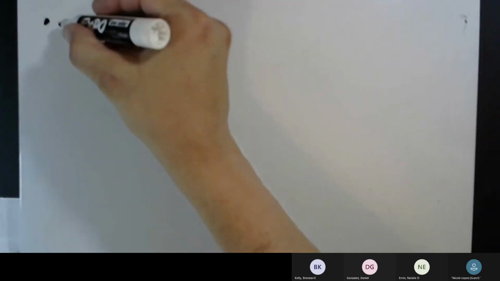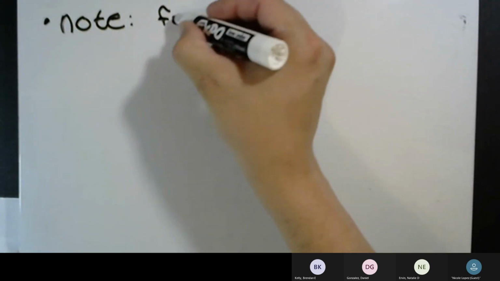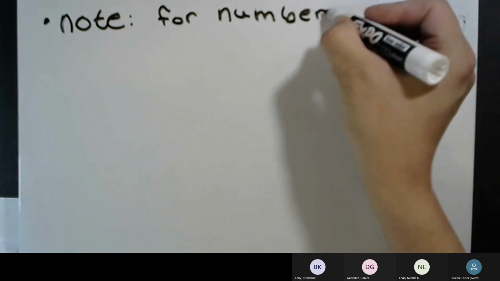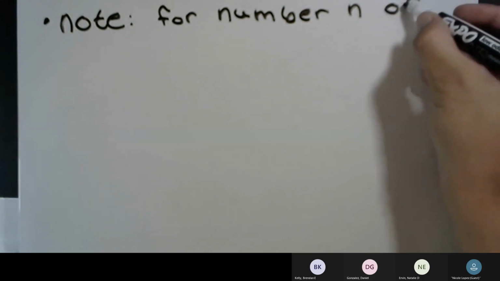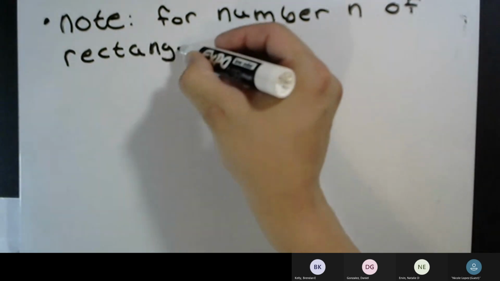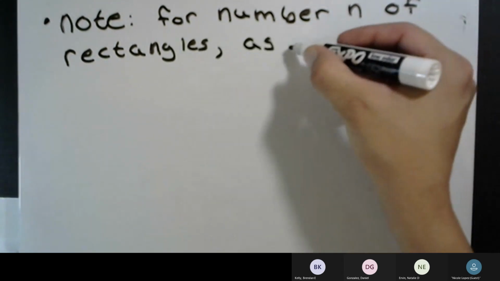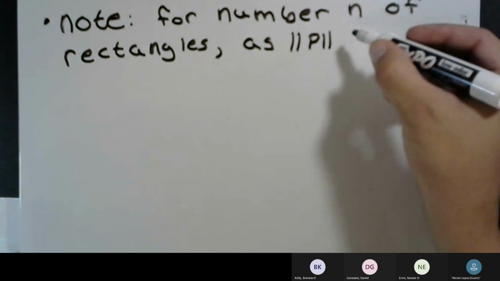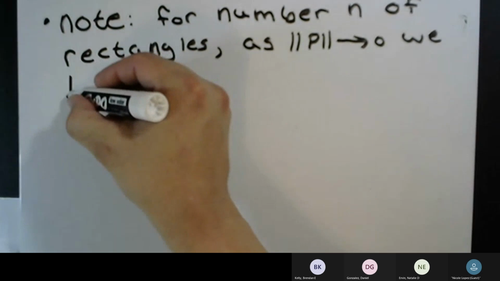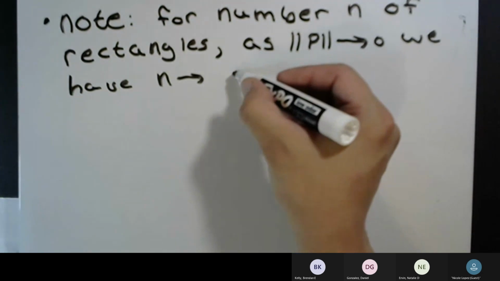So let's note something here. For the number of rectangles, as the norm of P goes to 0, we have n going to infinity.